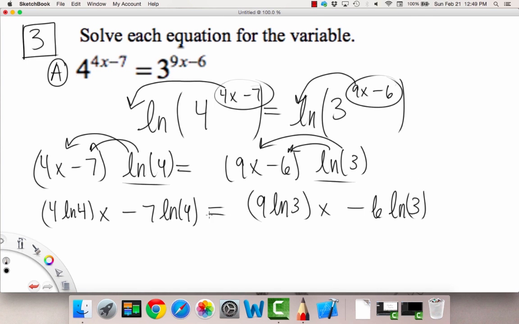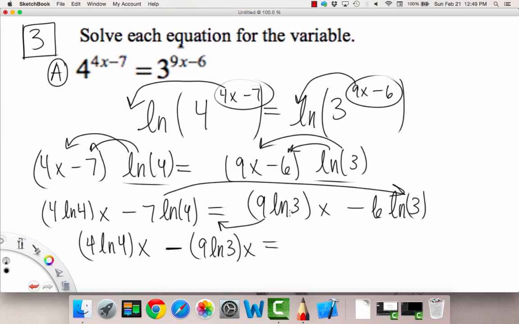Okay, and now we're just going to move all the x's to one side. So let's say we move it, I don't know, to the left side. So we have 4 times ln of 4 times x minus, I'm going to subtract this over to the left side, so minus this 9 ln of 3 times x is equal to, and I'll add this over to the right side at the same time. So this is going to be a 7 ln of 4, and then minus 6 ln of 3.